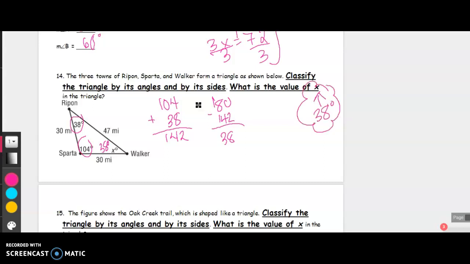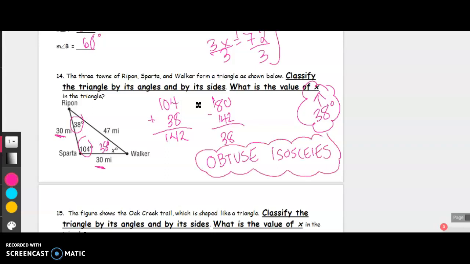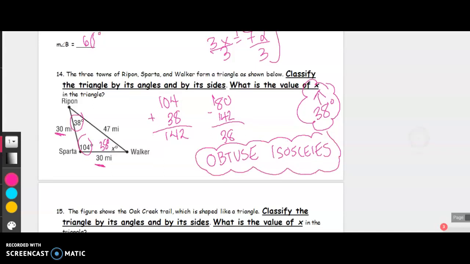Now, to classify it, I have a 38 and a 38 and a 104. So remember, Mrs. Bovenizer said we start with a first name, which is the angles. So I have one obtuse angle, so automatically that makes it an obtuse triangle. And I have two sides and two angles that are equal. So that is either scalene, isosceles, or equilateral. And remember, isosceles is when we have two sides and two angles that are the same. Okay? So you're going to have ones very similar to this on the test.